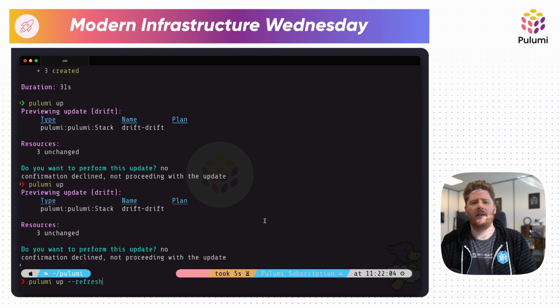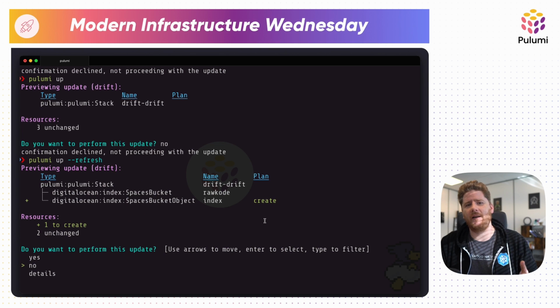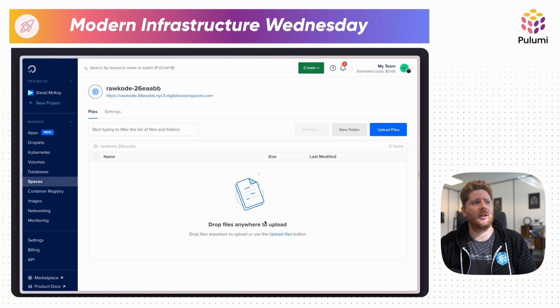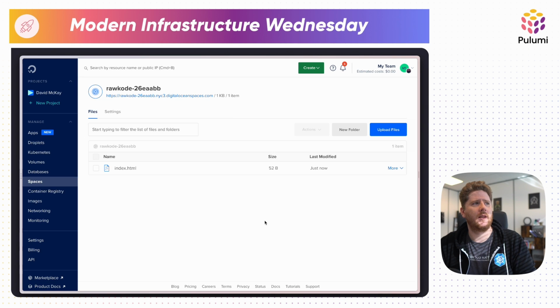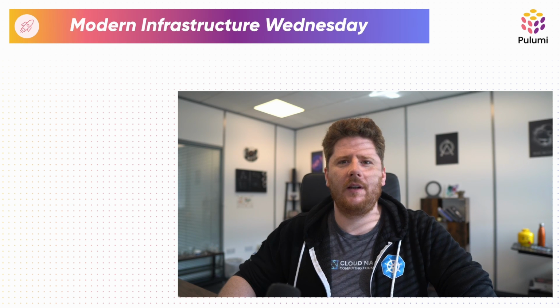Now, we can add --refresh to the command to have Pulumi look out to DigitalOcean and make sure that what we want is there. And if it isn't, reconcile. So we run the pulumi up --refresh. It tells us, hey, we actually need to recreate this object. We say, all right, go for it. And it's done. We come back to our spaces UI. We hit refresh. Good as new.